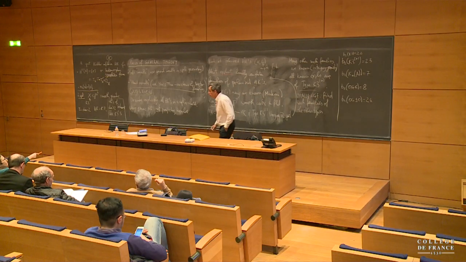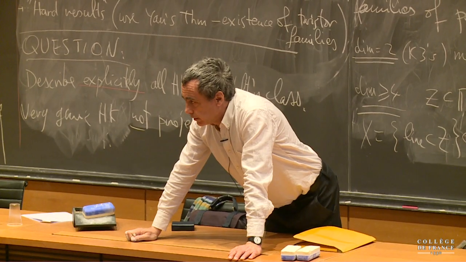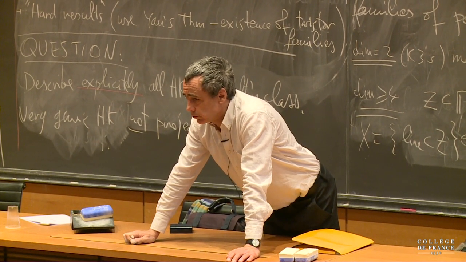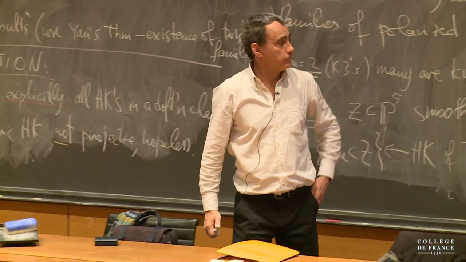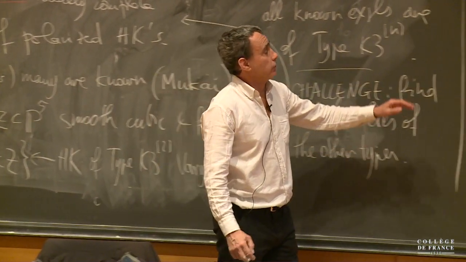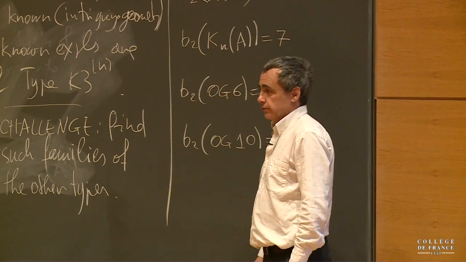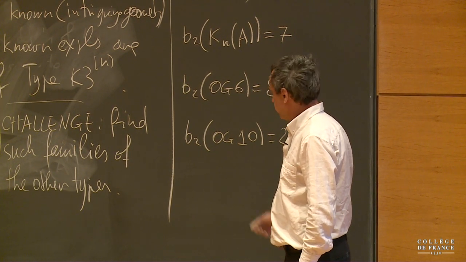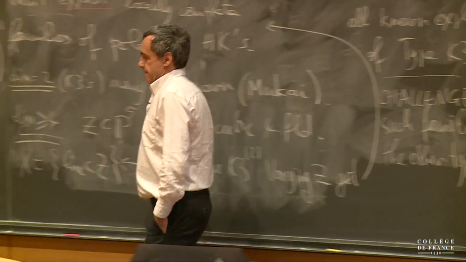Pardon? You mean a generalized Kummer of dimension 4? Not that I know. No. Yes, so the Kummer type would probably be the most approachable. Yes. This is probably the most difficult to find. Okay.